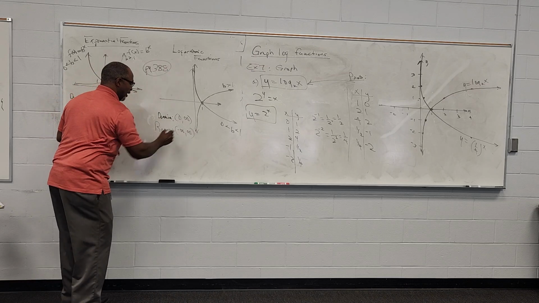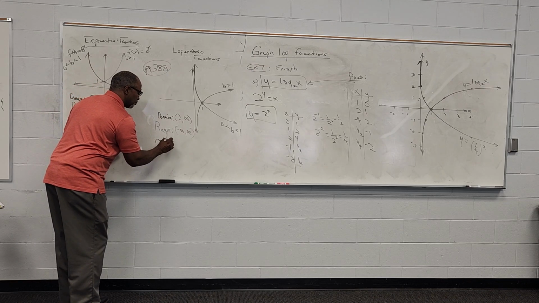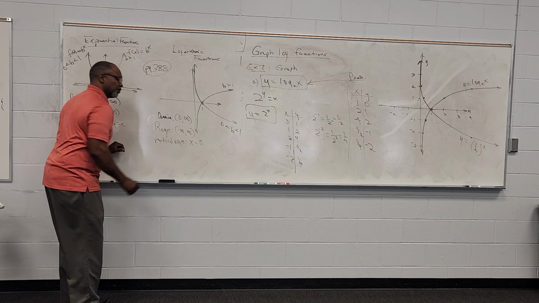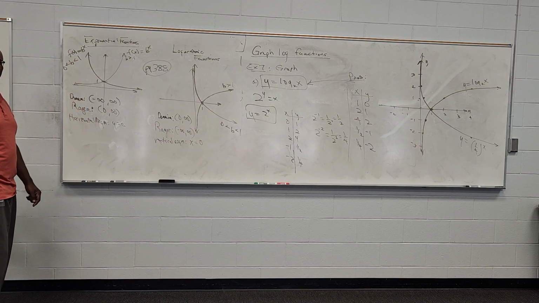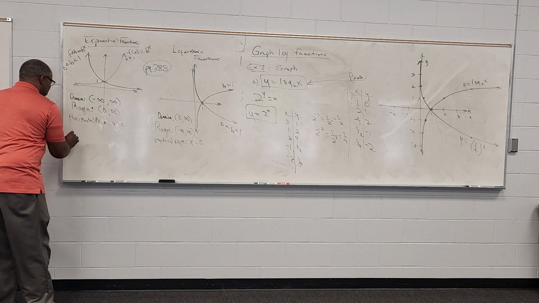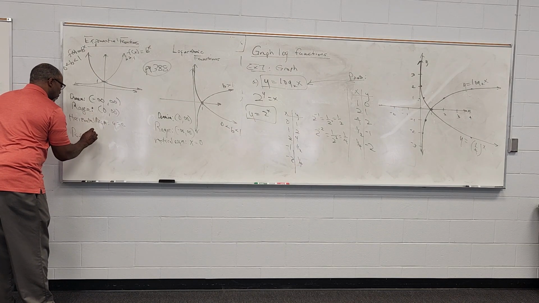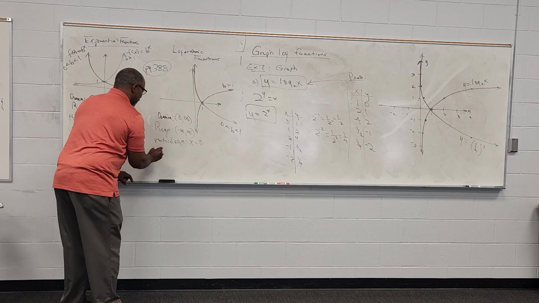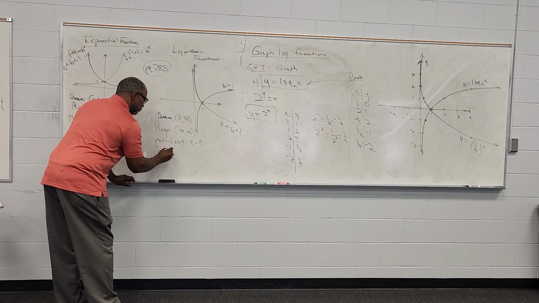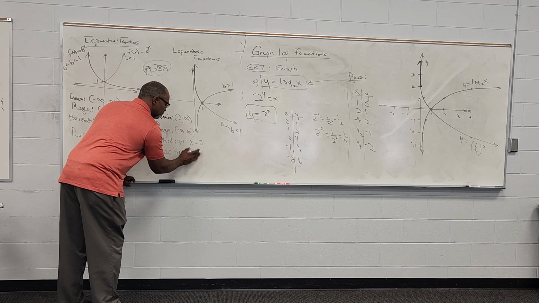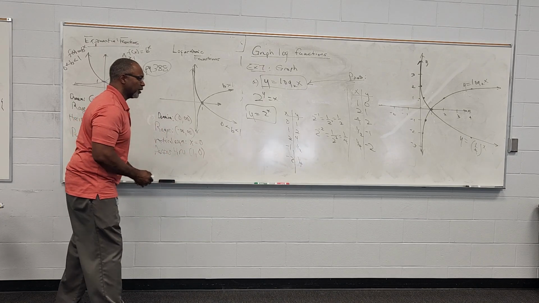Now we have a vertical asymptote. For the inverse, x equals 0. Again, they're inverses of each other. That makes sense, right? Everything here passes through 0, 1. Over here, everything passes through 1, 0. Okay?